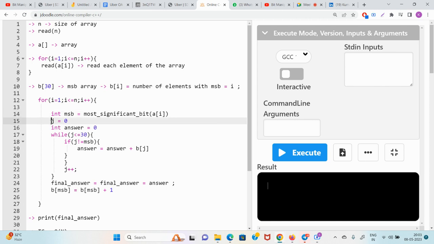Once you know, all you have to do is iterate from 0 to 30, and whenever the J is not matching with MSB, all those are valid pairs. So count answer equal to answer plus B of J. Once you are done calculating, add them to final answer. Final answer equal to final answer plus answer.